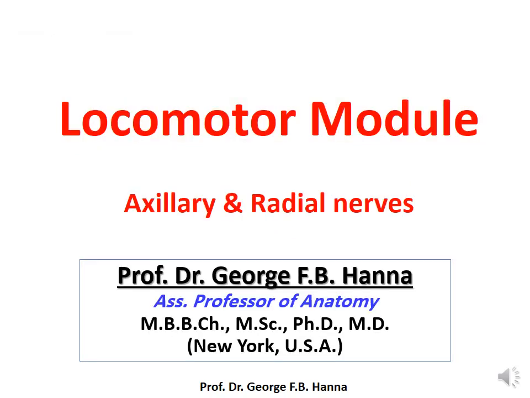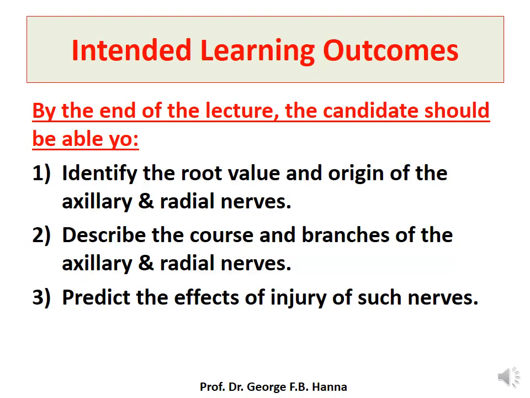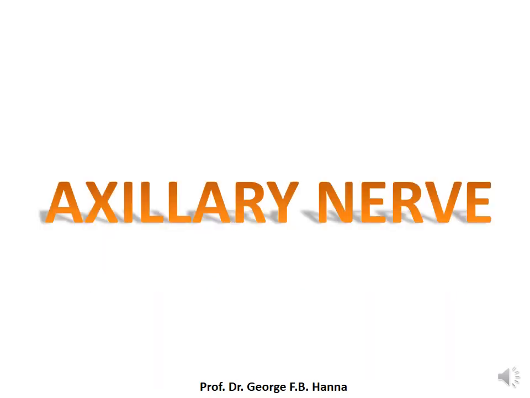Today we are going to discuss two nerves coming from the posterior cord called axillary nerve and radial nerve. By the end of this lecture, you should be able to identify the root value and the origin of axillary and radial nerves, describe the course and the branches of the axillary and the radial nerves, predict the effects of injury of such nerves. Let us begin with the axillary nerve.